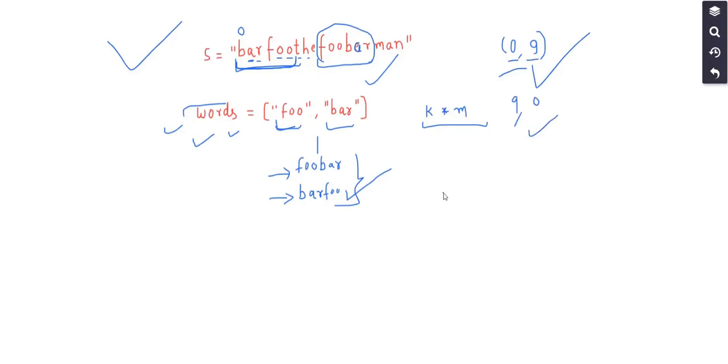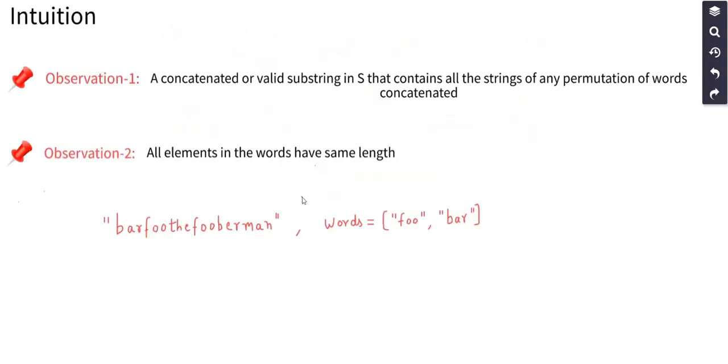Okay, so let's see how we can solve this problem. First of all, there are a few observations that we can make. The first observation is that the concatenated or valid substring in the given S, that is the parent string, contains all the strings of any permutation of words. So the first observation says that a valid substring must contain all the words that we have in our words array.